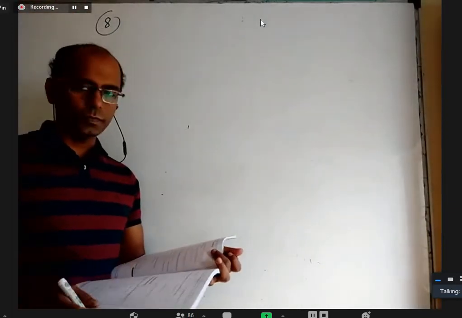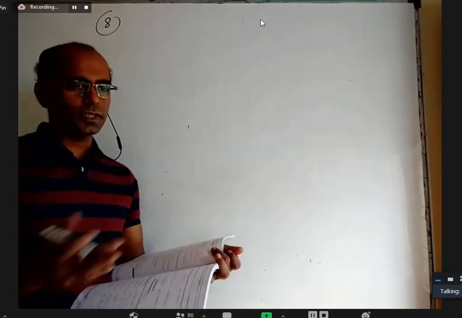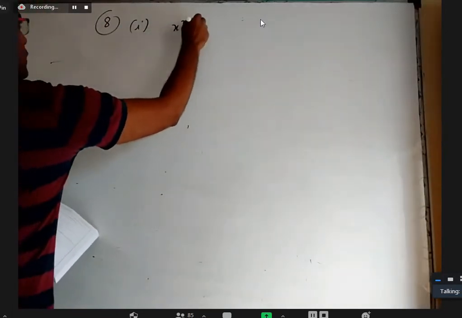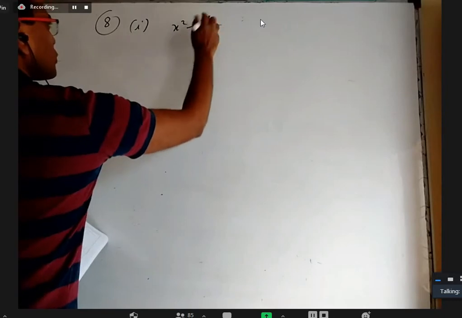Okay, this is the 8th one. They're asking to find the intervals on which the expression below is positive or negative. This is quadratic inequalities. When it is positive and when it is negative, you have to find the intervals. So the very first one: x square minus 5x minus 36.